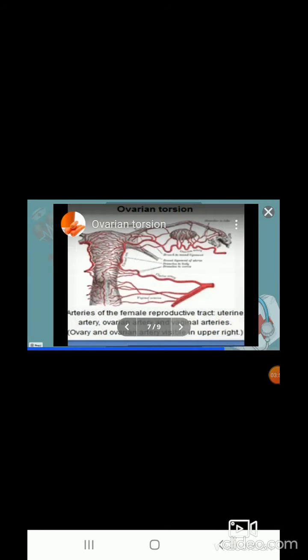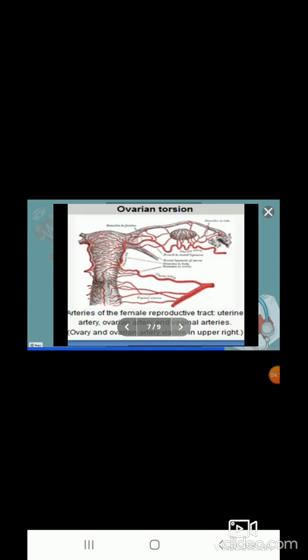Ovarian torsion refers to the rotation of the ovary at its pedicle to such a degree as to occlude the ovarian blood supply. Ovarian torsion accounts for about 3% of gynecologic emergencies.